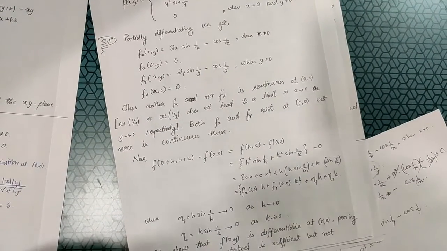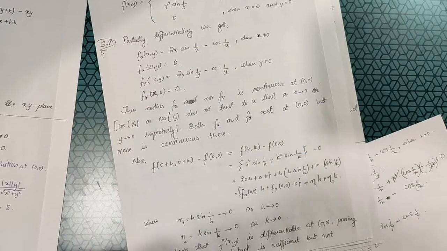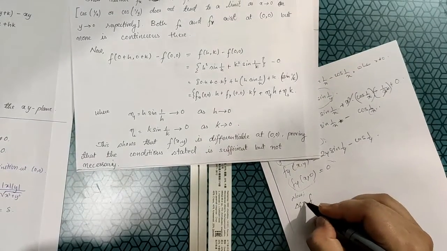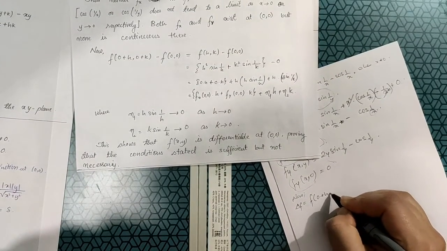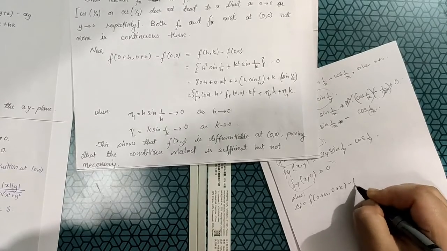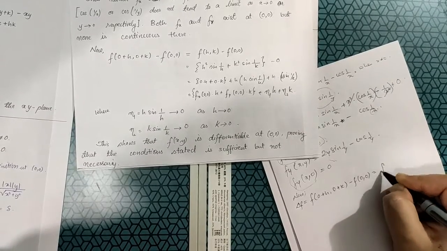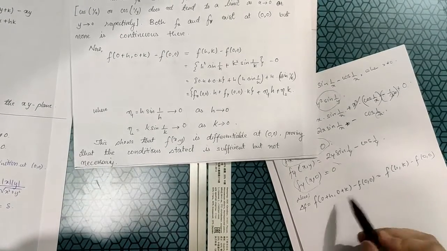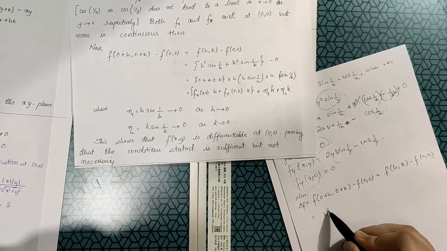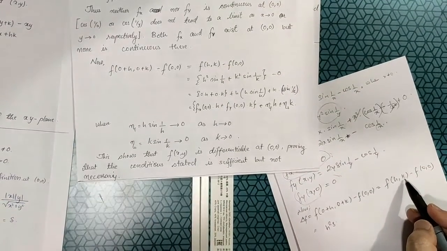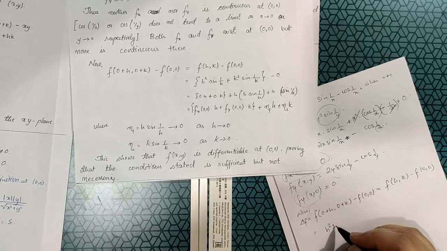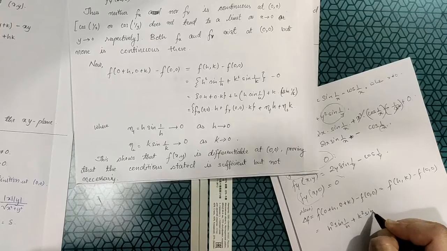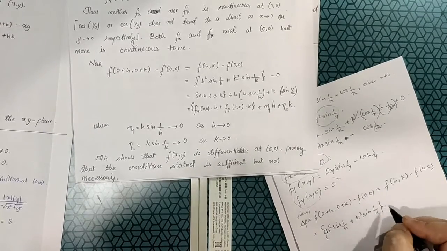So here what we have is the increment Δf. The increment Δf is equal to f(0+h, 0+k) - f(0, 0), which is equal to f(h, k) - f(0, 0). This is simple. So now what we do is we put the value. So this is h², h, k both not 0, so what we need to put is h² sin(1/h) + k² sin(1/k), and this is 0.